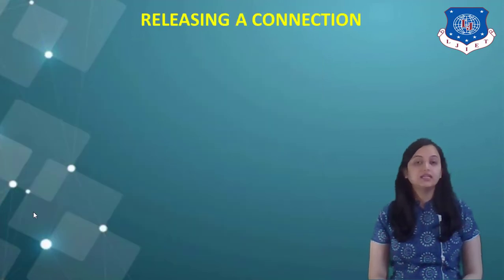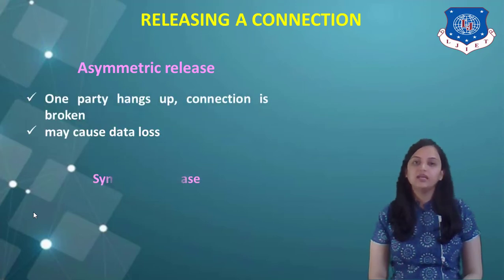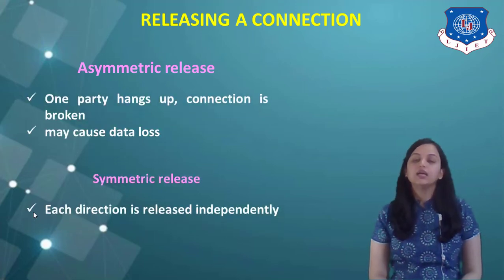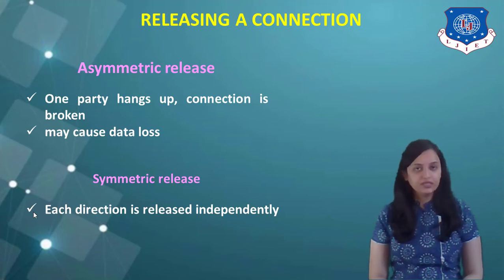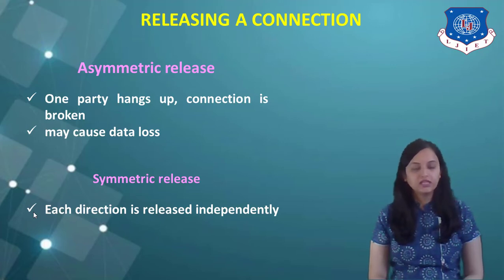Next is releasing a connection. That means once the data is transferred, the connection is to be released. Now there are two types of connection release process. The first one is asymmetric release and the second one is symmetric release. In asymmetric release, if one party or one host hangs up or disconnects, the connection is broken. That means the connection is broken at both sides. If anyone hangs up, the connection is lost.